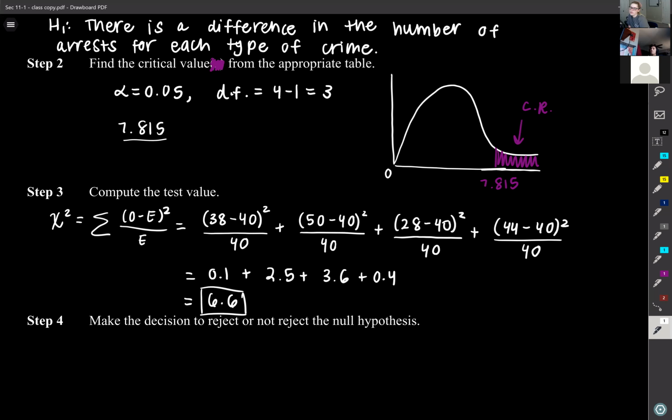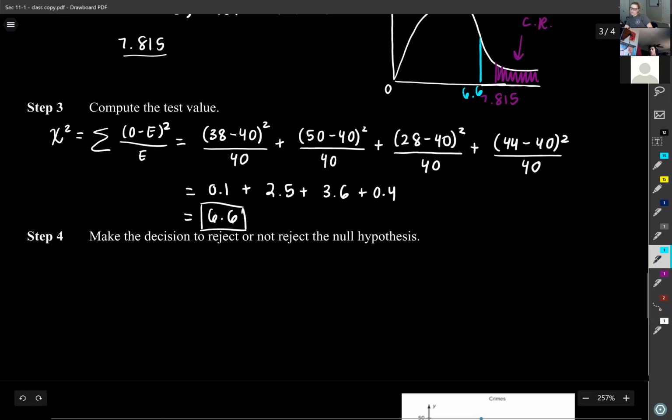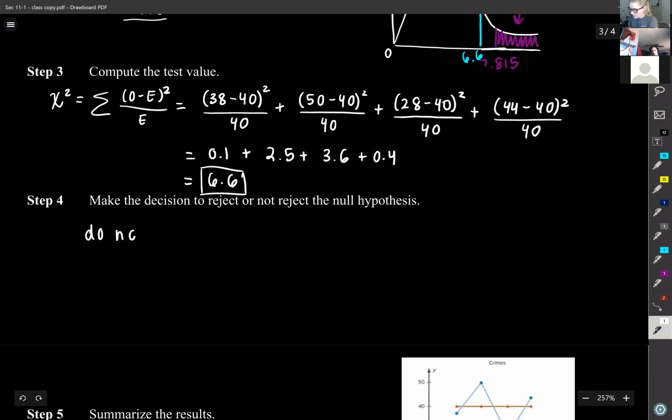Okay, let's put where our test value is on the distribution that I drew. So our test value of 6.6 is probably around here. And that is not in the critical region. So what do we do if the test value is not in the critical region? Do we reject it or do we not reject it? All right, do not reject. Yeah, so if our test value is not in the critical region, then we don't get to reject it. So in order to reject the null, our test value has to fall within that critical region. So in this case, we do not reject the null. Exactly.